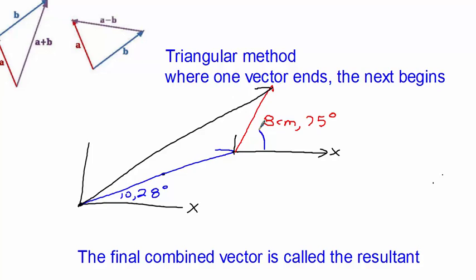And I would measure my 75 degrees here, just like I measured my 28 degrees here. The combined vector is called the resultant vector. If you are subtracting a vector, what's going to change is your direction is going to become 180 degrees off of where it was.